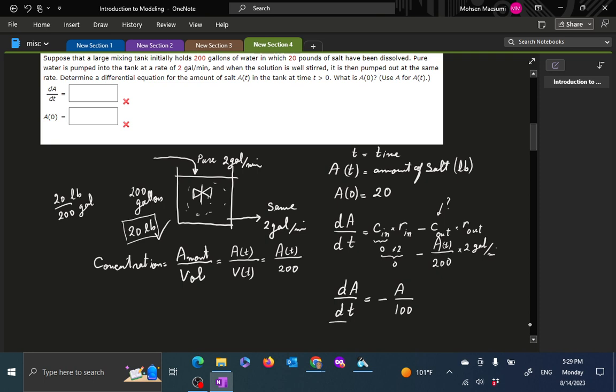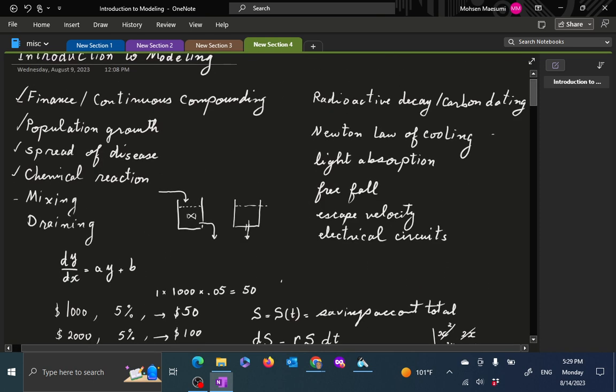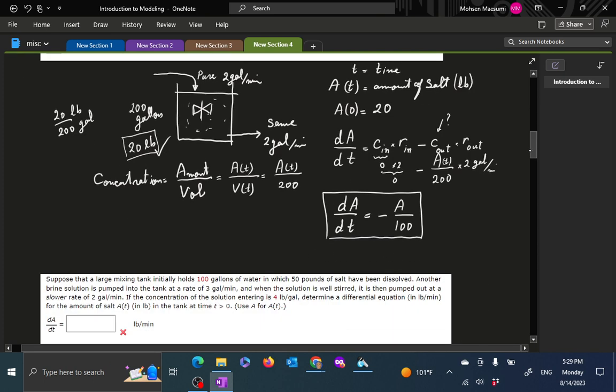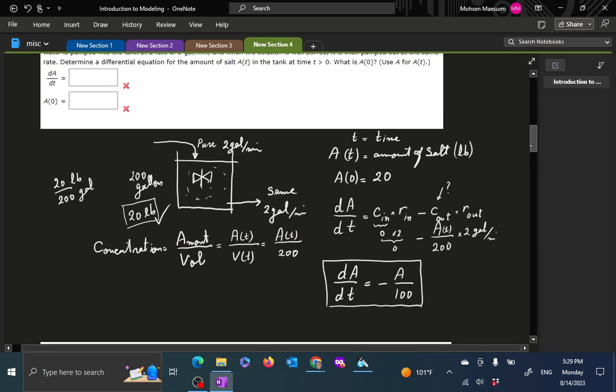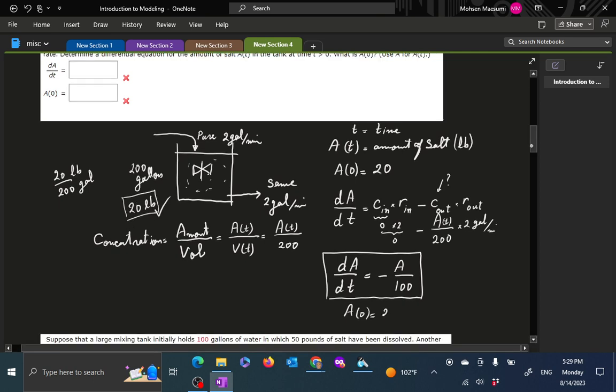So the differential equation that I have is the following: dA/dt is minus A over 100. And remember our promise that all the differential equations we are looking at here are of the following type: derivative is some multiple of the function itself and perhaps some additional number. So in this simple case, we have dA/dt is minus A over 100, and of course we said the second component was easy. A0, the amount of salt at the beginning, is just 20.